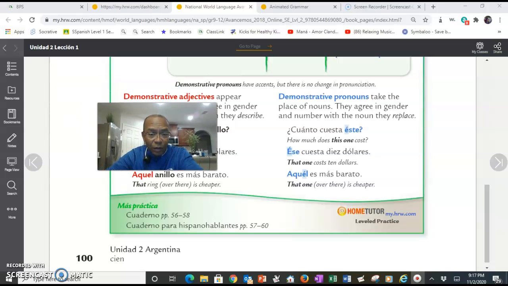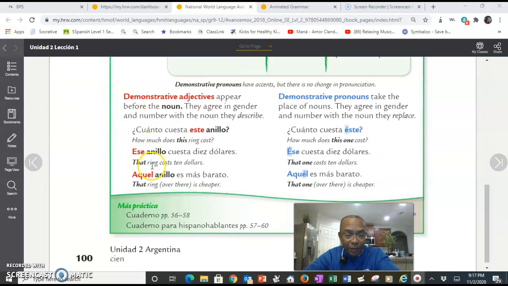Ese anillo cuesta $10. That ring costs $10. Ese anillo. So this is an adjective. Why? Because it goes before the noun. How about here? Ese cuesta $10. That one costs $10. That one what? It doesn't specify. Therefore, this one is a demonstrative pronoun.